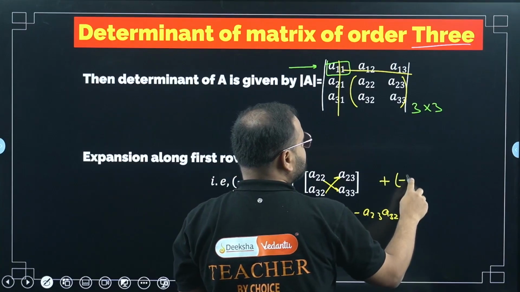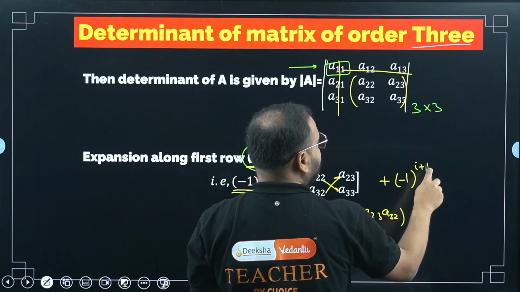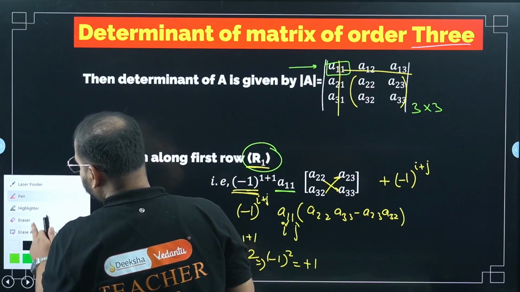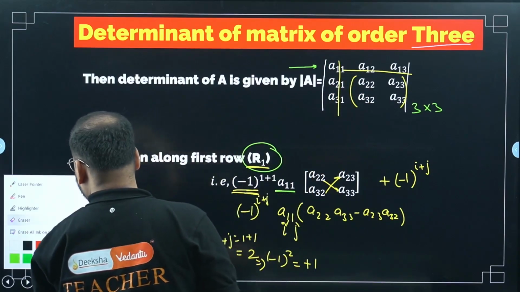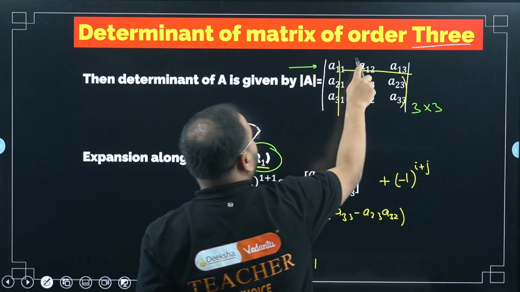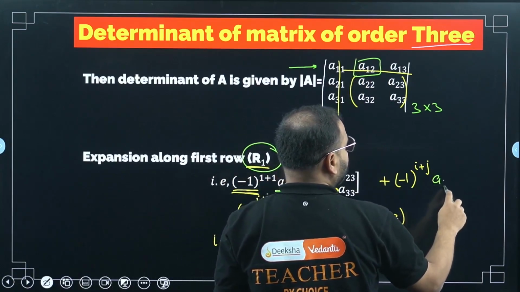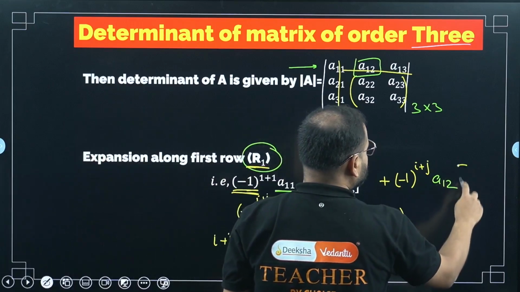Plus minus 1 to the power i plus j again. What is it? i plus j again. Okay, times what? Now which one will I take? I will take A12, because I have moved to the second element. So A12 will be written here. A12 times what? The same part will come.